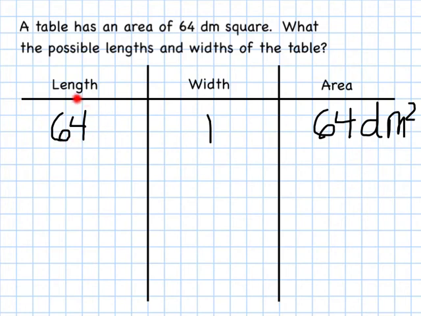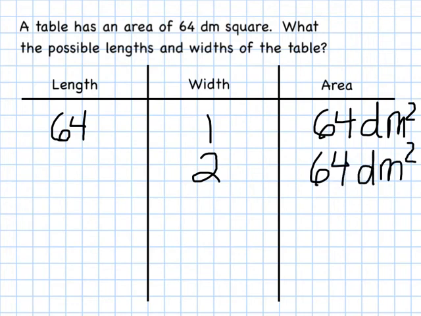Now, 64 I notice is an even number, so I know that the number can be cut in half, that something times 2 would give me 64 decimeters square. And you probably know that 32 is half, so 32 times 2 would give me 64 decimeters square, or the length would be 32 and the width would be 2. This is also a very narrow table.